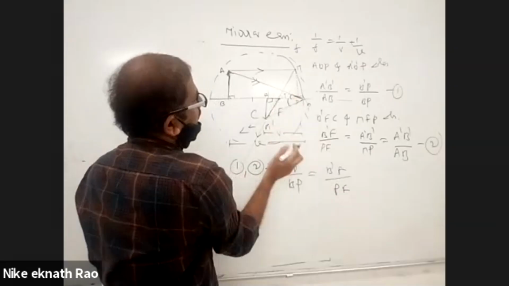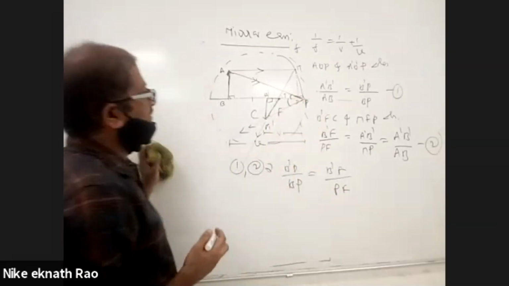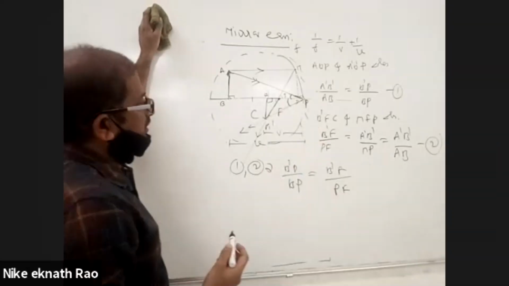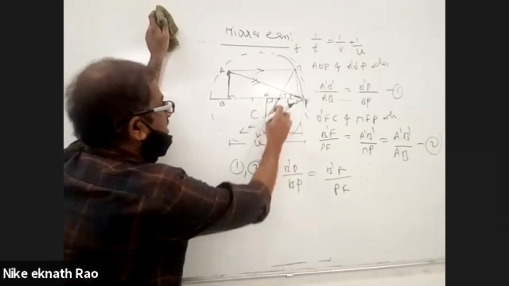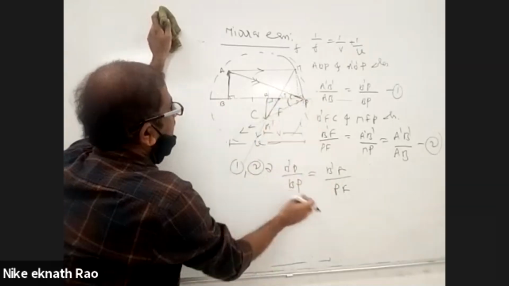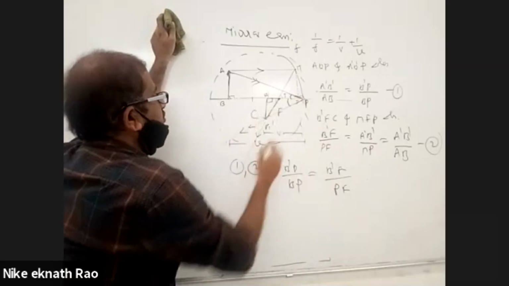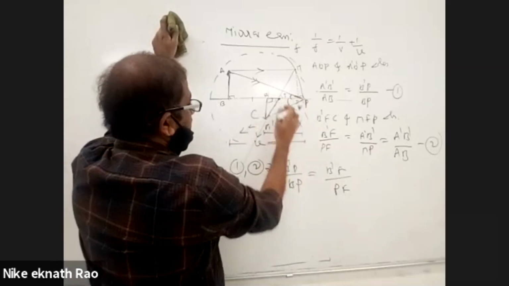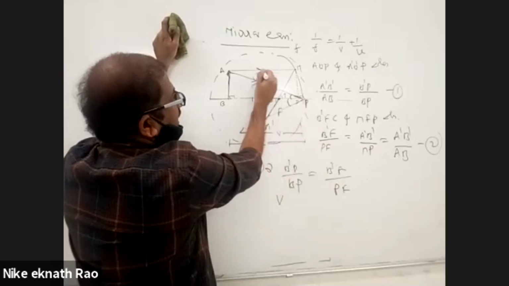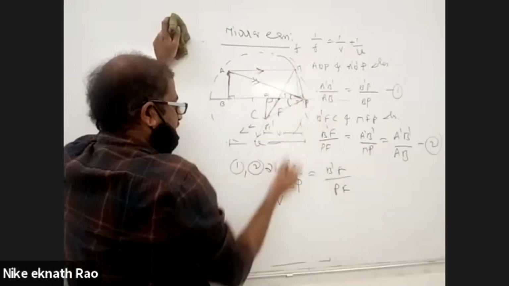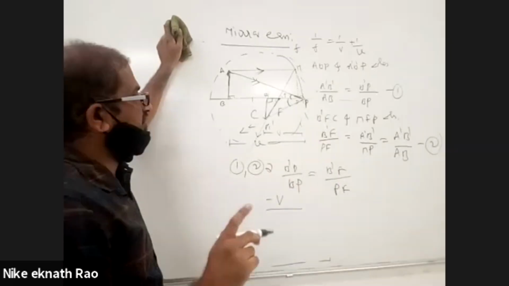This is the pole, PF. B dash P, what is B dash P? B dash P is the distance of the image. DP is the distance of the object. So the distance of the image is v. But by sign convention, traveling left to right, B dash P is negative, so minus v.